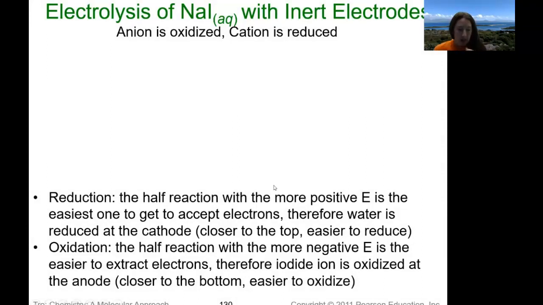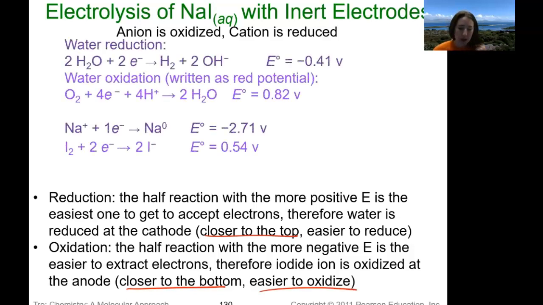Okay, so now, remember, anion oxidize, cation reduce. The reduction with the more positive value, higher on the table, closer to the top, will be easiest to reduce. The oxidation, closer to the bottom, is easier to oxidize. So that's how I think of it in my brain. So let's say here are our choices. Here's the reduction for water, here's the oxidation for water, and then here's sodium and here's iodine. So what we have here is sodium iodide in water. So we've got Na+, we've got I-, and we've got water. Water could be oxidized, water could be reduced, it just depends.